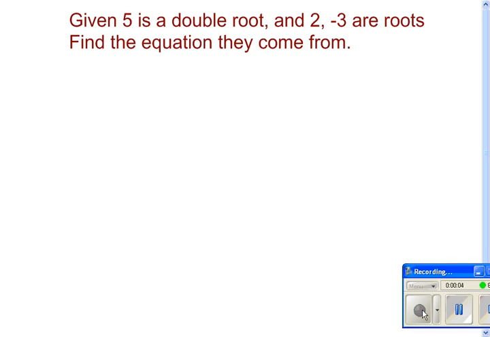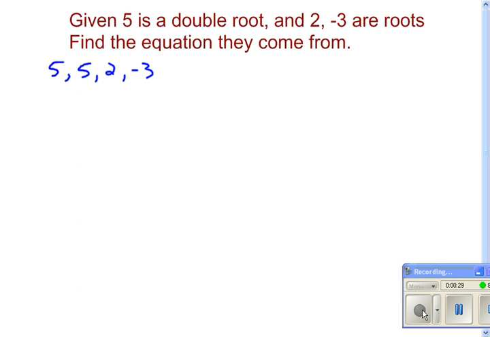Today we are going to go backwards. We're going to be given the roots, and then we are going to find the polynomial equation that those roots came from. So I'm going to tell you 5 is a double root, which means 5 happened twice. And 2 and negative 3 are roots.